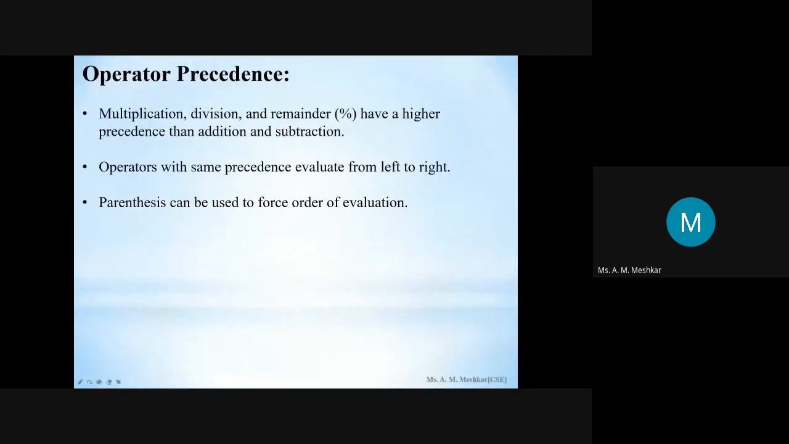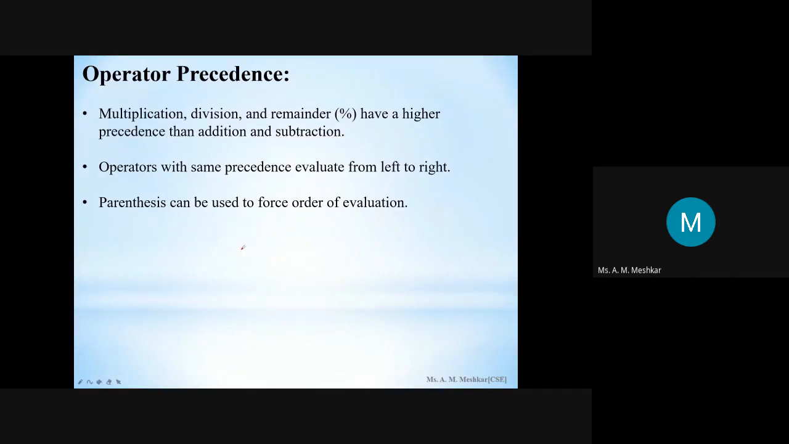Then we will learn operator precedence. Because we are going to evaluate expressions, logical or algebraic, you must know how to evaluate them, and which operator should be evaluated first. So you must know their precedence and their associativity. Associativity means the order in which the operands are evaluated or accessed. So you must know these things.